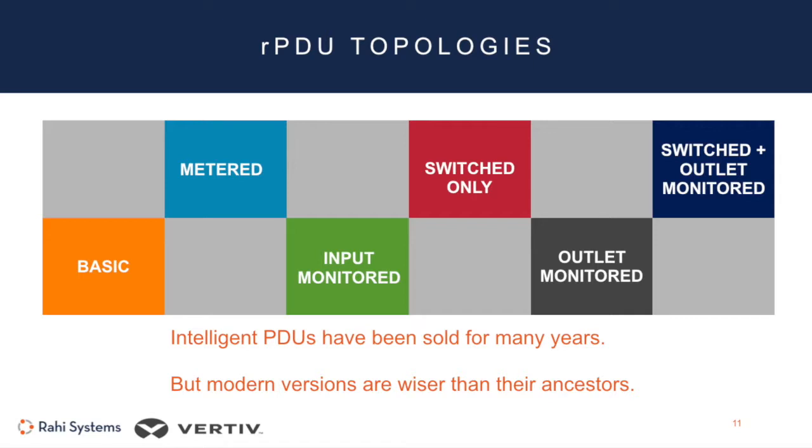As we return to this slide, to level set here, we'll focus now on the intelligent categories in this matrix, like we talked about before, everything from the input monitored category all the way to the right-hand side of the screen. Intelligent PDUs have been sold for years, as the slide says, but 2019's intelligent rPDUs are distinctly different than, say, their late 2000 precursors. Continuing with that theme of intelligence, I would say that modern versions, today's power strips, are wiser than their ancestors of only a few years ago.